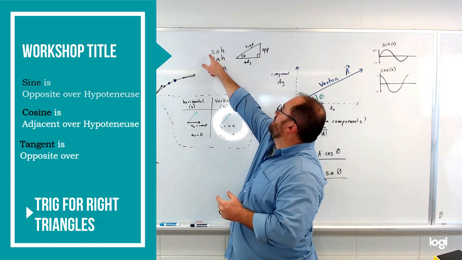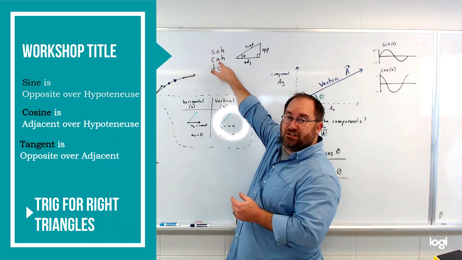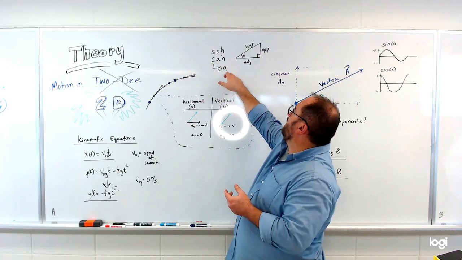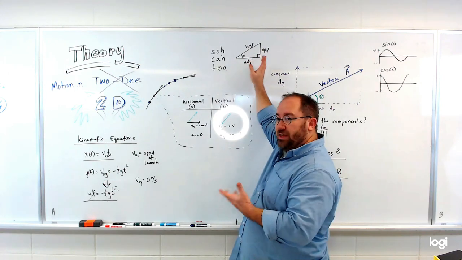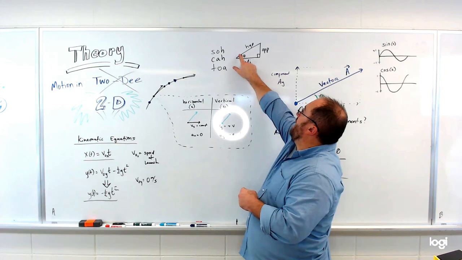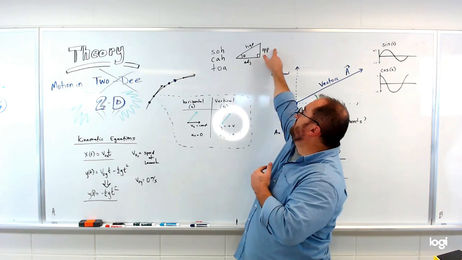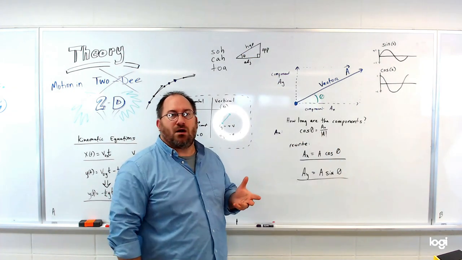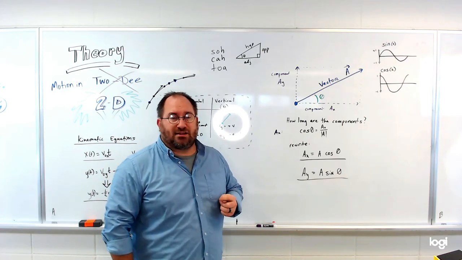So sine is opposite over hypotenuse, cosine is adjacent over hypotenuse, and tangent is opposite over adjacent. And in this figure, we remind ourselves that for a right triangle, and that's what this applies to, we have an angle, the adjacent side, the opposite side, and the hypotenuse. So let's zoom in now on one vector and figure out how to get the length of these sides.